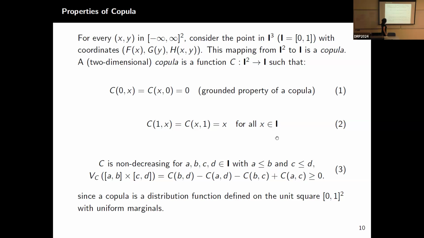properties. The first one is known as the grounded property of a copula, and in the second one, we can say that when the correlation is one, so when one of the variables' marginal distribution is one, the output will depend on the probability of the other uncertain event. And there is also another property of the copula known as the 2-increasing (volume) property. Since a copula is a distribution function defined on the unit square, 0 to 1, with uniform marginals, we also have such a property too.